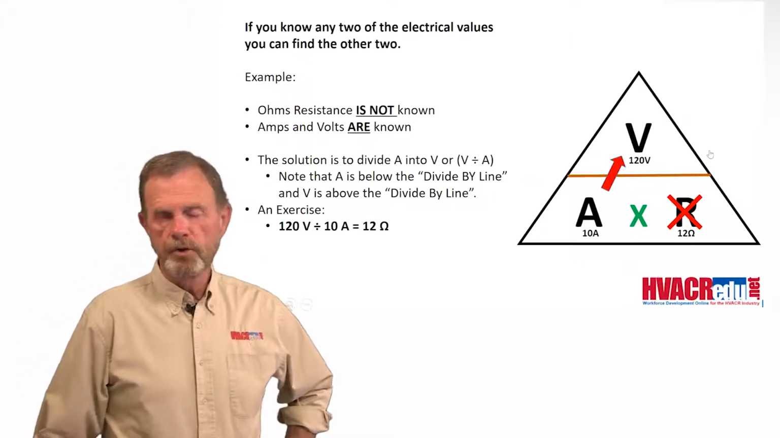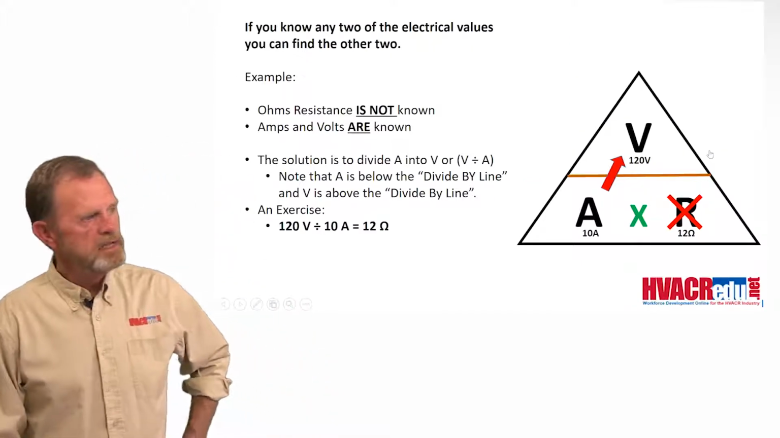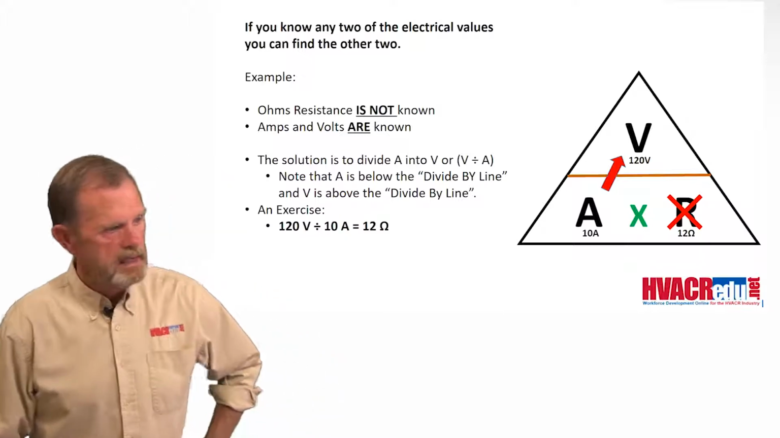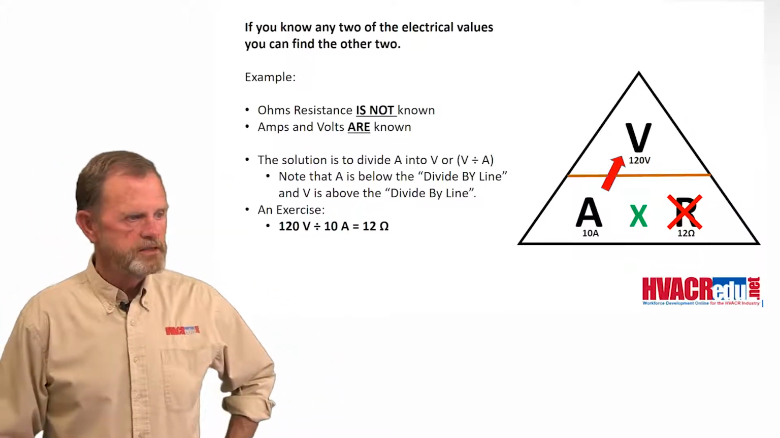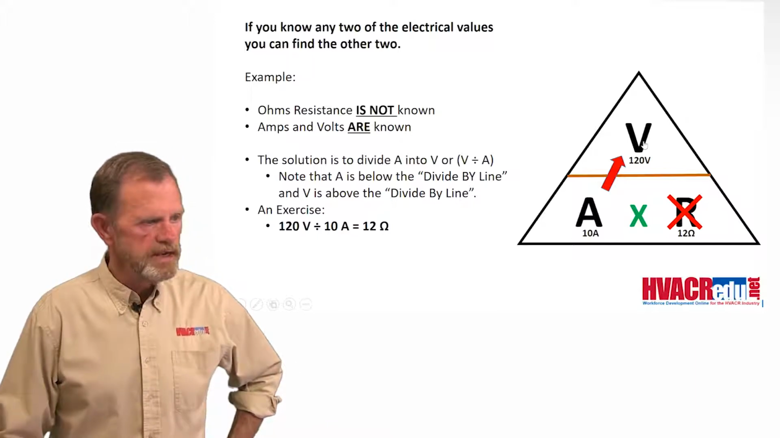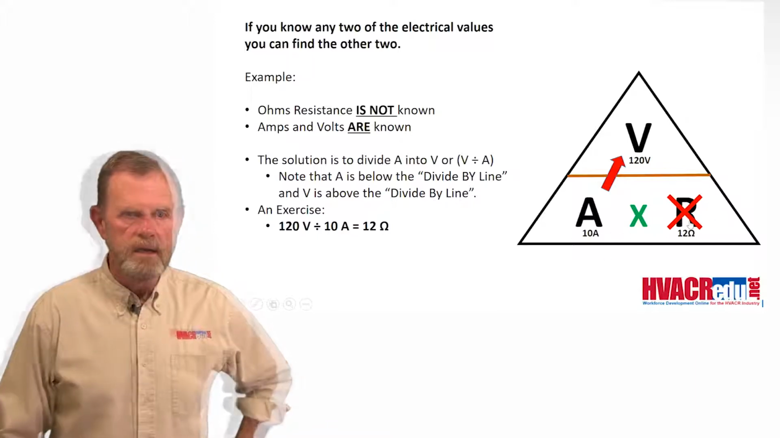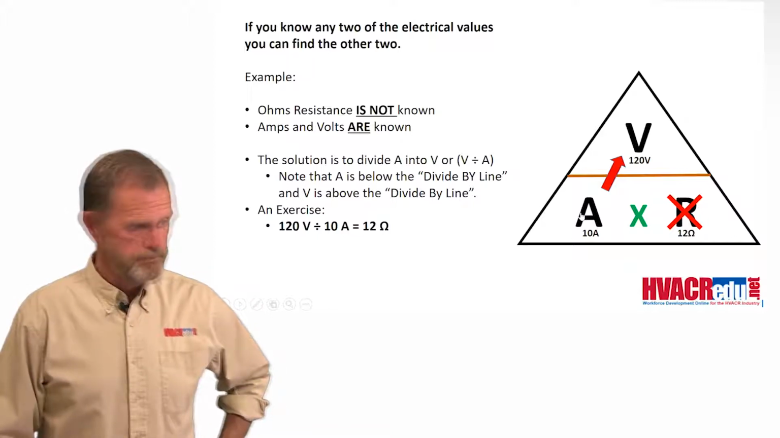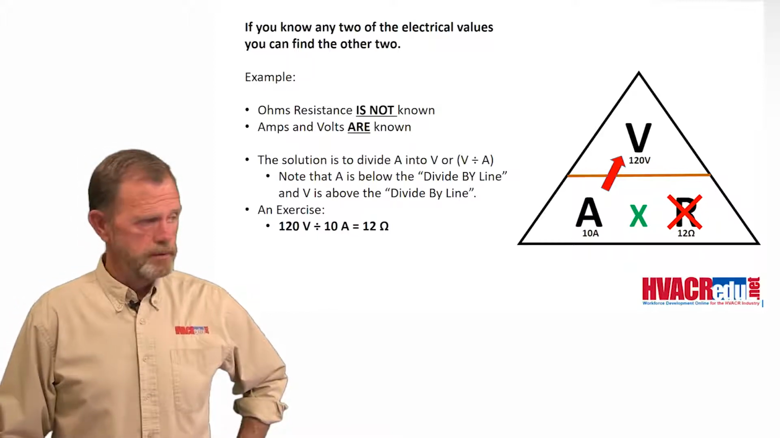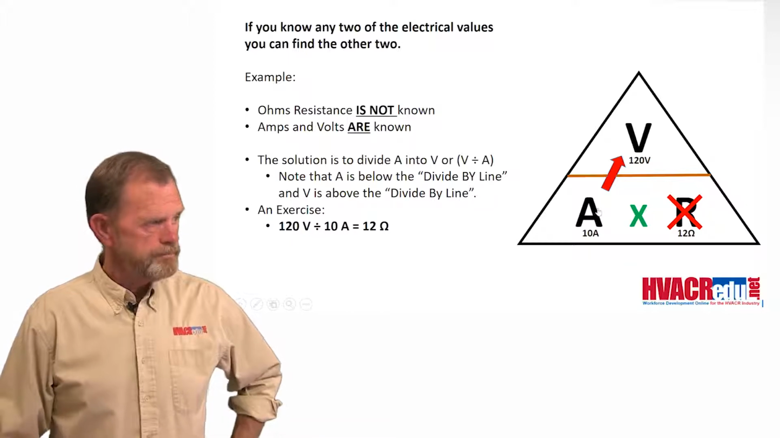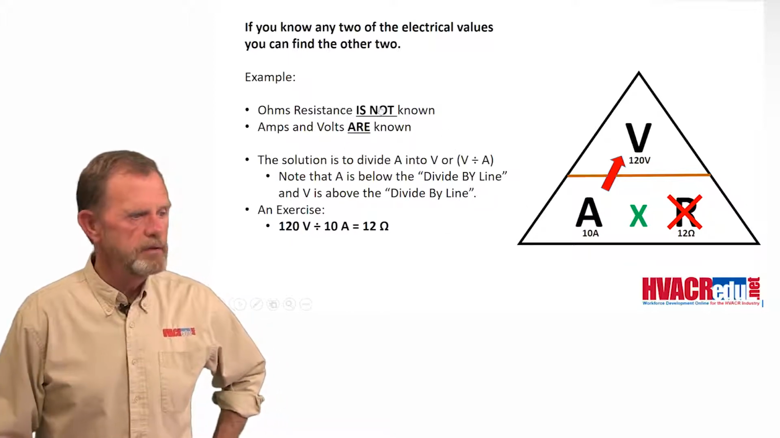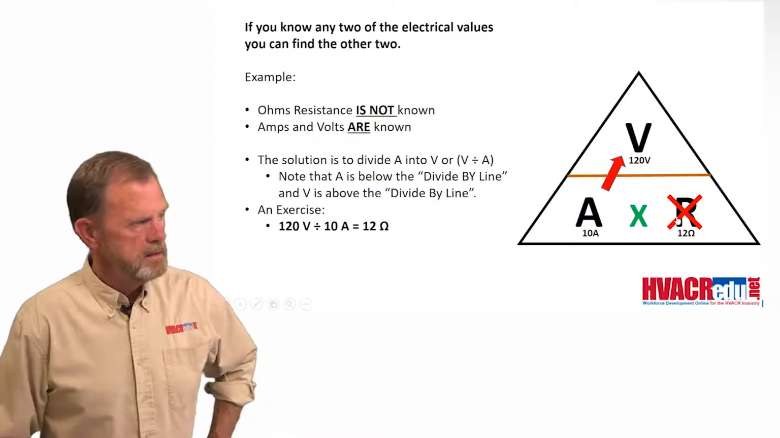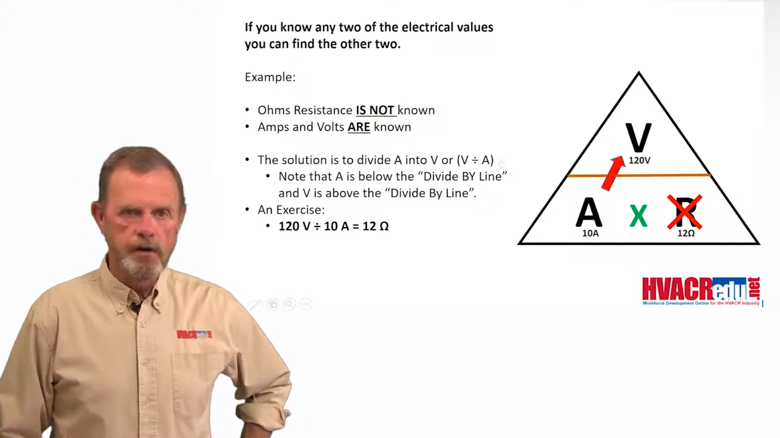So, the beauty of Ohm's Law: if you know any two electrical values, you can find the other two. For instance, as shown in the slide, if I know volts and amps, I can find resistance. It just so happens that if I know volts and amps, I can also find wattage or power, but we'll get there. Here, resistance is not known, that's why the R is X'd out with a red X. Amps and volts are known.